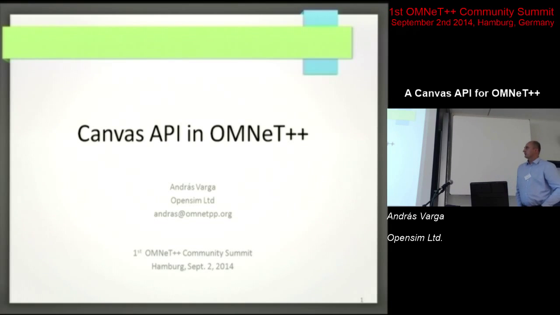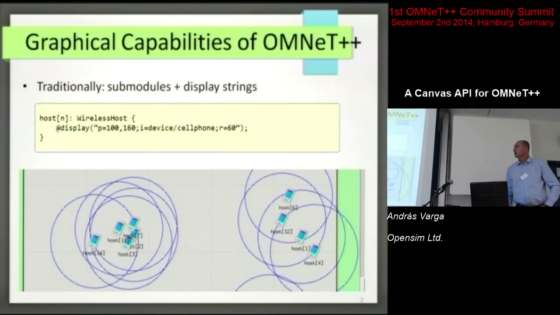So I'm going to talk about the famous Canvas API that has been mentioned several times during the day. Okay, so traditionally, about the graphical capabilities of OMNeT. Traditionally we had a display string for submodules which allowed one to display the module as an icon or as a rectangle or as a circle or an oval, and give it colors and stuff like that. And this was enough for wire networks. This was originally used for wire networks.